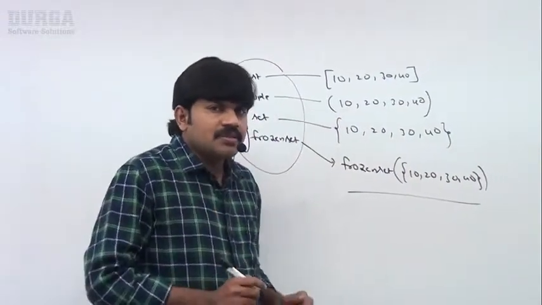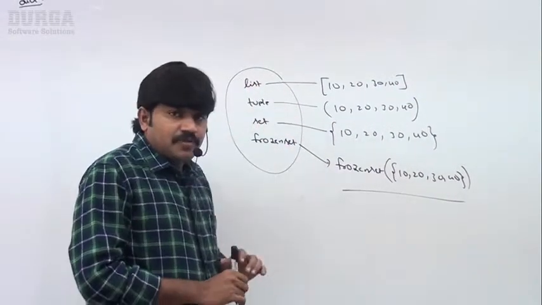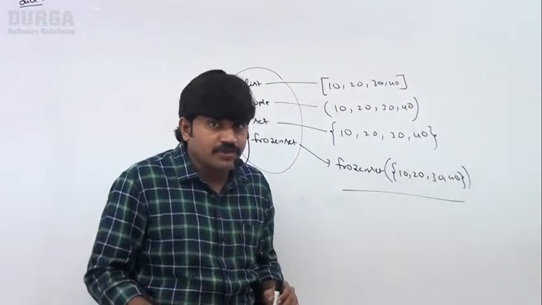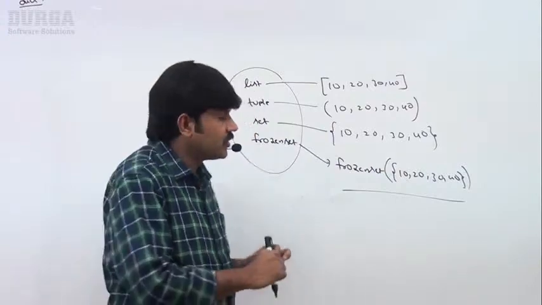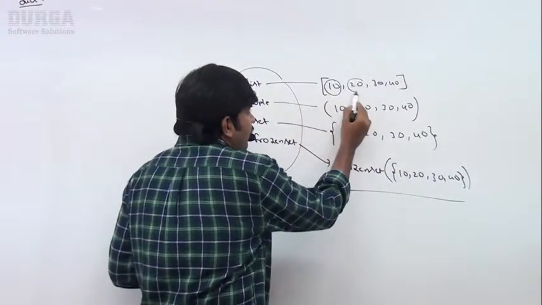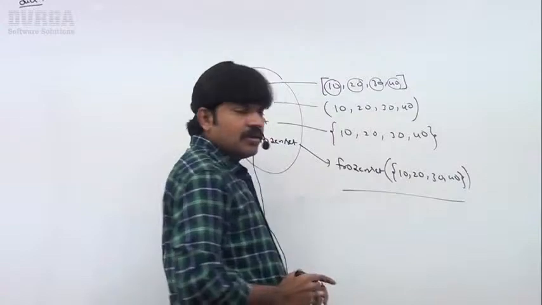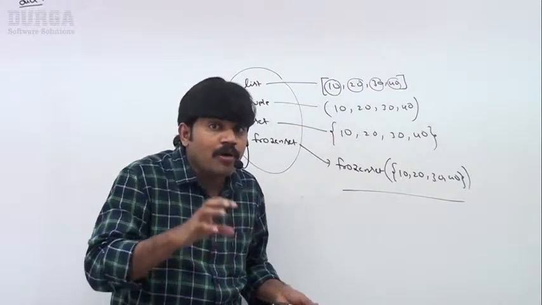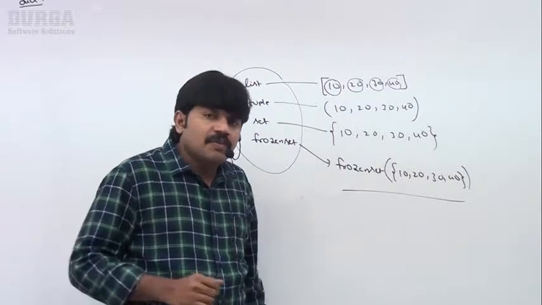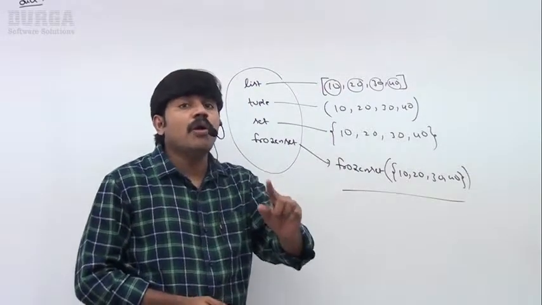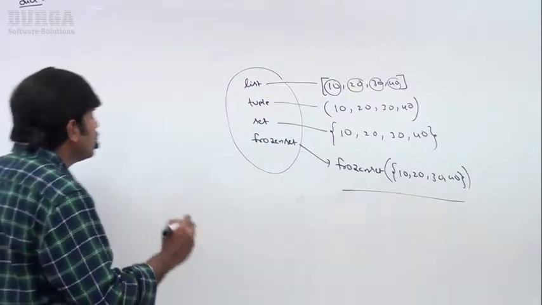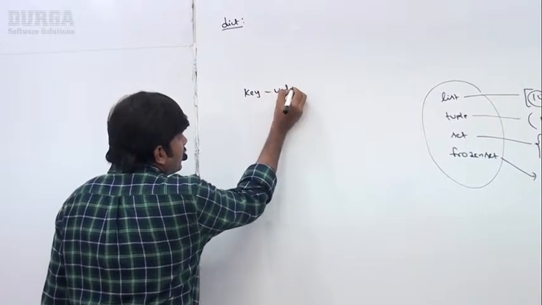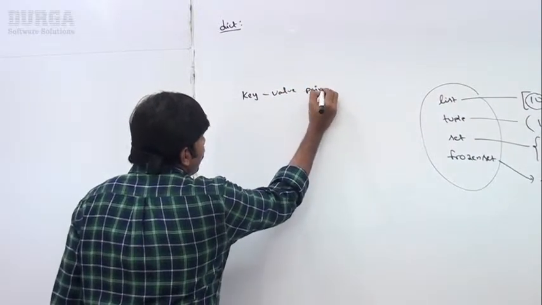If you observe this, all these data types always talk about a group of individual objects, a group of individual values. Sir, this is the first value, second value, third value, fourth value. So all these data types always talk about a group of individual objects. But sometimes my requirement is, I want to represent objects as key value pairs.